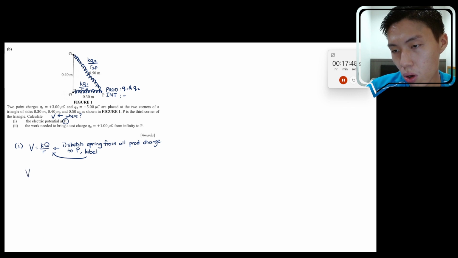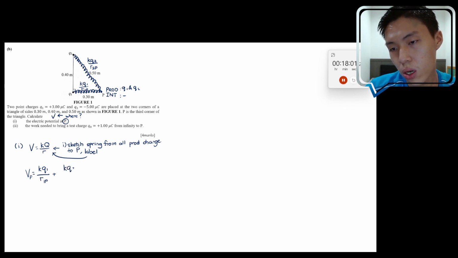Then what do we do after that? We add on all the labels that we have already labeled just now. So V at P will be K Q1 over R1P plus K Q2 over R2P. We are going to substitute in everything, but I think you can see that we can factorize out the K first.